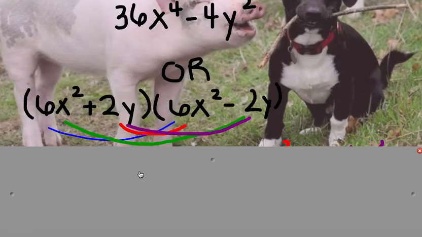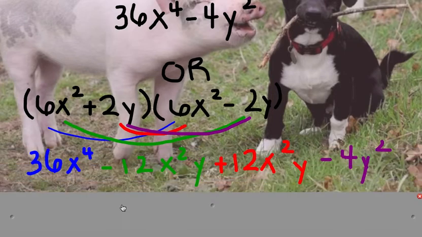So I just rewrote the problem and showed my foiling steps of first, outers, inners, last. And I got 36x to the fourth minus 12x squared y plus 12x squared y minus 4y squared. So if you do FOIL, you just have to keep track of your terms right here.